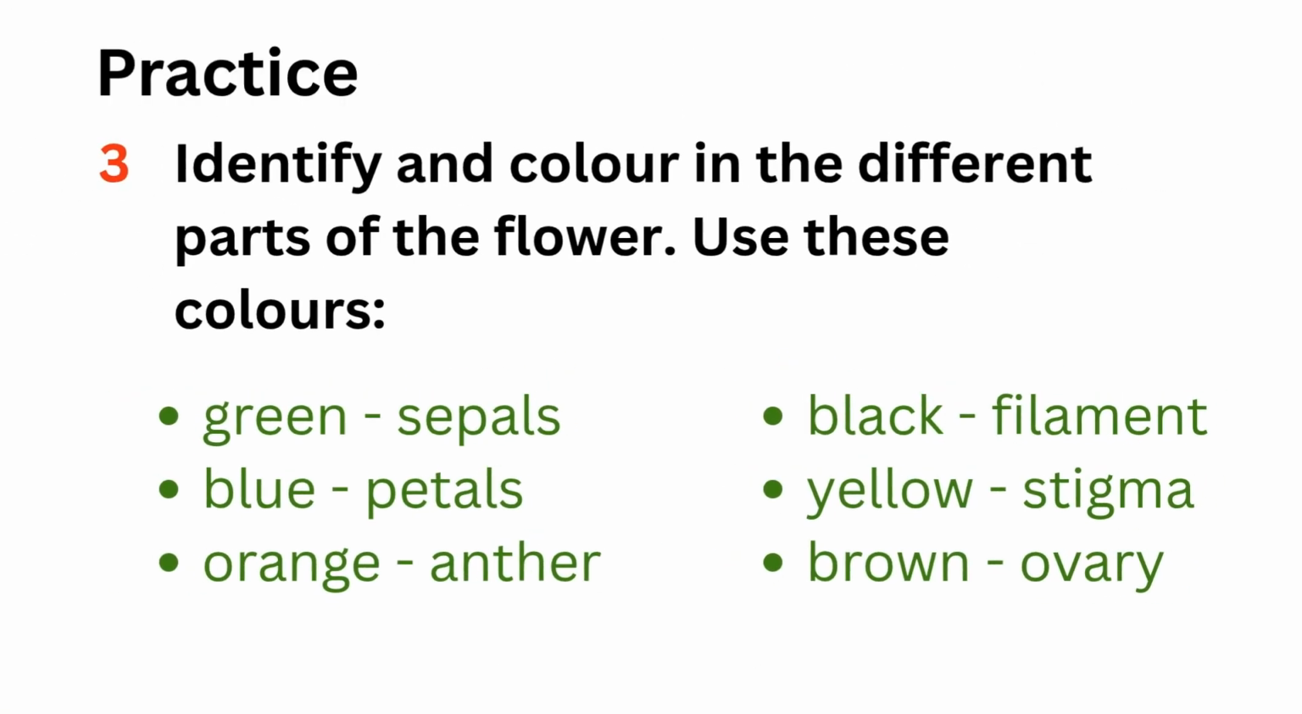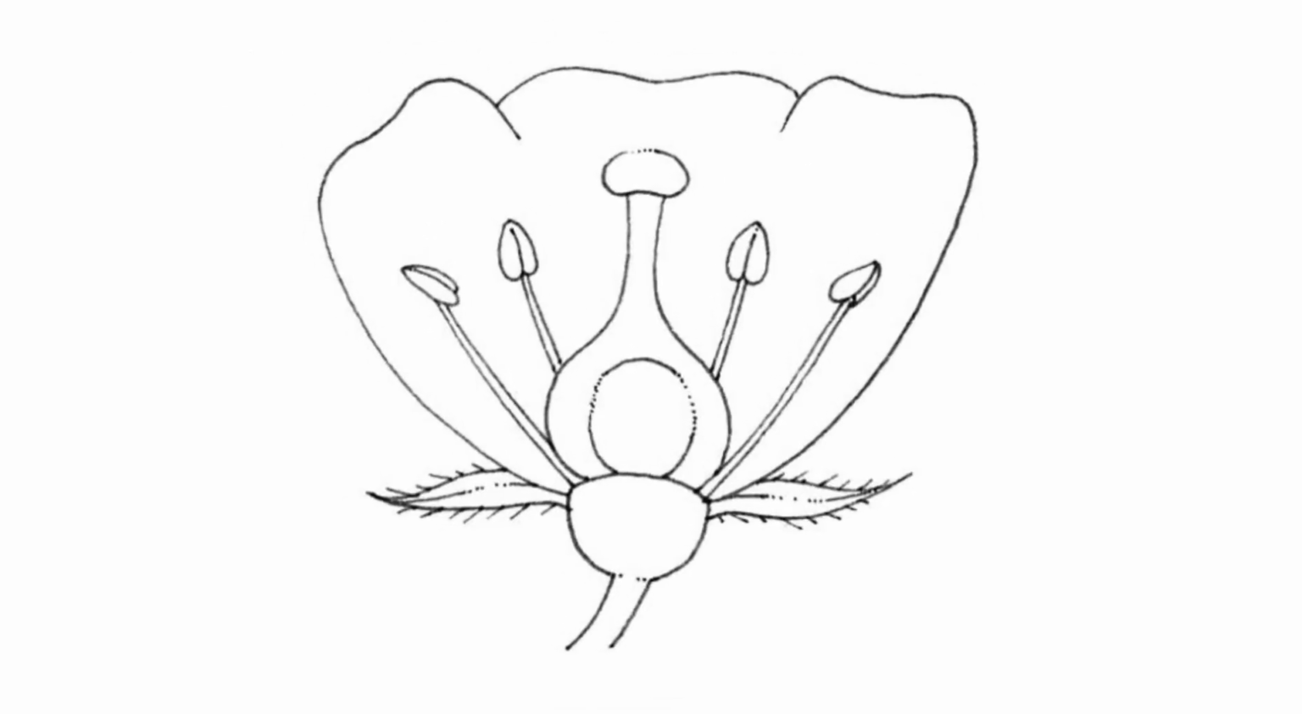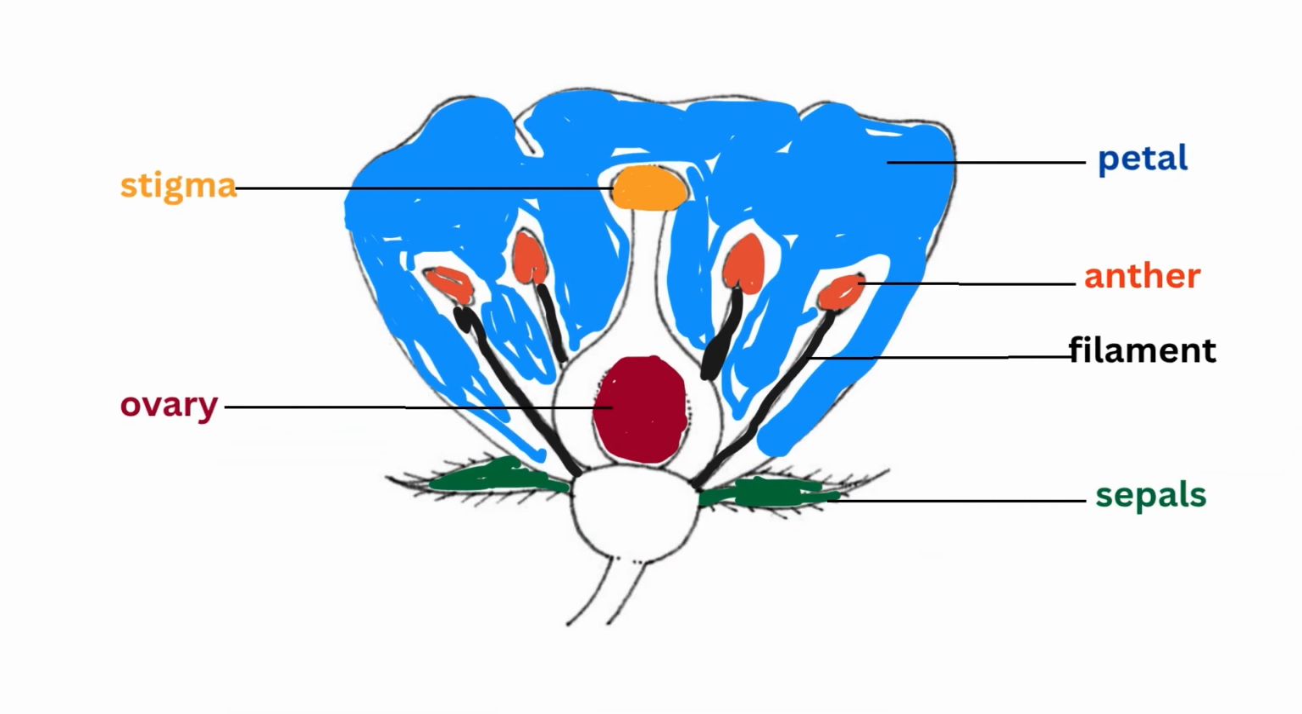Practice. Question number 3. Identify a color in the different parts of the flower. Use these colors. So here you can see that the green colors are sepals, the blue colors are petals, the orange is anther, the black is filament, the yellow color is stigma, and the brown one is ovary.